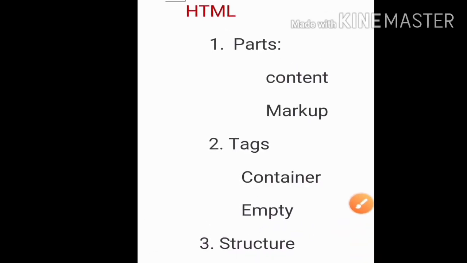So let's start. See here, there are two parts of HTML. Number one is content and number two is markup. Content means the information to be displayed. In a web page it can be text, table, list, picture, audio, video, anything. The information which is displayed in the web page is called content. Number two is markup. Markup means information inserted in the code with the help of tags.